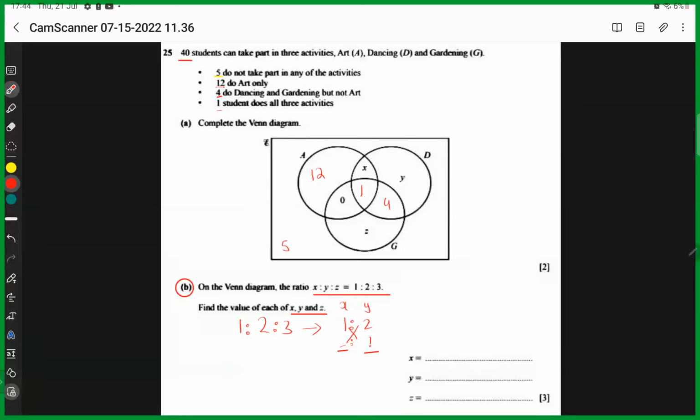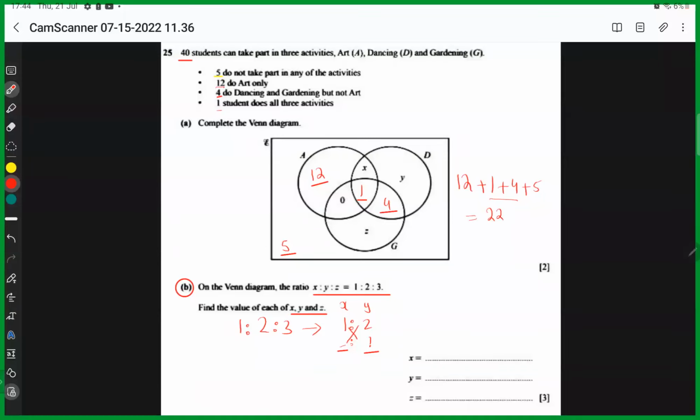So we know that 12, 1, 4, and 5 are basically used in different places. So 12 plus 1 plus 4 plus 5. I'm ignoring the 0 because it's nothing. This is 5 and 5, 10, 12. This would give me 22.